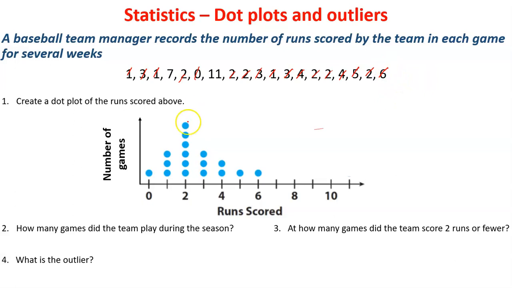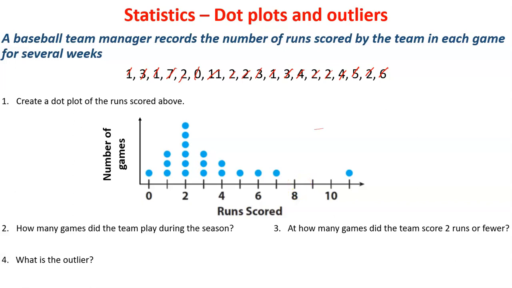How many scored 7? 1 dot for that. How many scored 8? Well, no one scored 8, so we can't put anything there. How many scored 9? Again, we don't put any dot for that. 10, no dots for that. But when we look at 11, how many scored 11? Well, there was 1 game where 11 runs were scored. Okay, so this is our dot plot that we've created. Again, we notice if they're not appearing up here, we haven't added a circle for it down here. Okay, so that's question 1 completed.